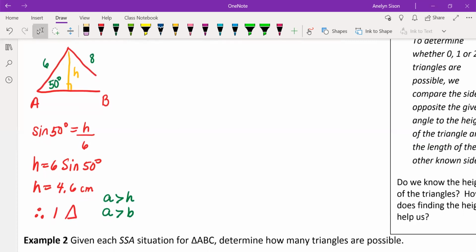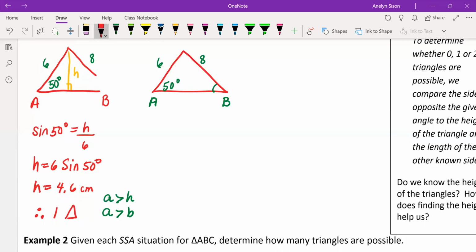Now it says, find the measure of angle B. Since there's only one triangle, we have to construct the triangle. So we have to draw a triangle. It looks like this: A, B, and then this is 6, this is 8, this is 50 degrees. There's only one triangle, so that's the only one we've got. It says here, find angle B. This is the angle we want.